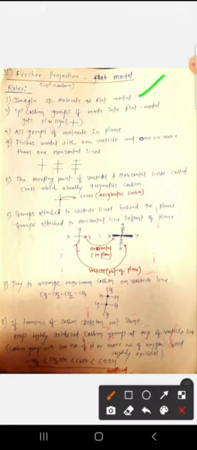So now our next representation is the Fischer projection or flat model. Remember, the Fischer projection is the flat model of carbon. Carbon is a 3D molecule, but we represent it on a flat or 2D board so that we can study it properly. Some rules are given for this Fischer model. First rule: imagine the 3D molecule as a flat model.